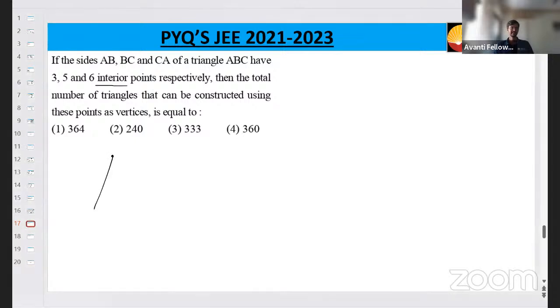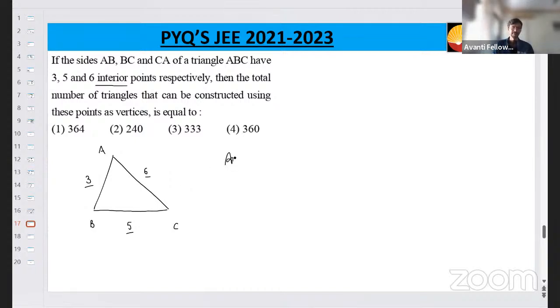So इसमें खाली quadrilateral की जगह पे we have a triangle. We have a triangle A, B, C. So in this triangle, AB पे 3 points है, BC पे 5 and AC पे 6. So these are the number of points that we have. Right? इसमें we will have only one case.